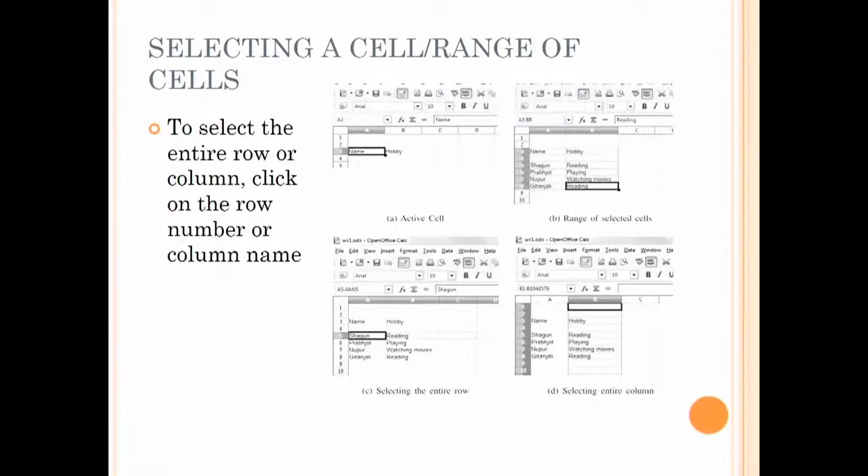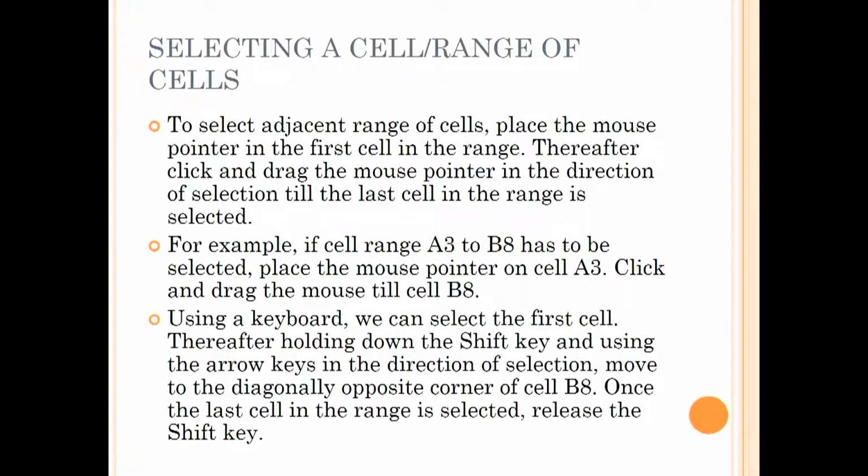To select the entire row or column, you can click on the row number or the column name. By clicking on the column name, that whole column will get selected. If you want to select a particular row, then you can click on the row number. That would result in selecting that entire row. So this is how you select a particular row or a particular column.